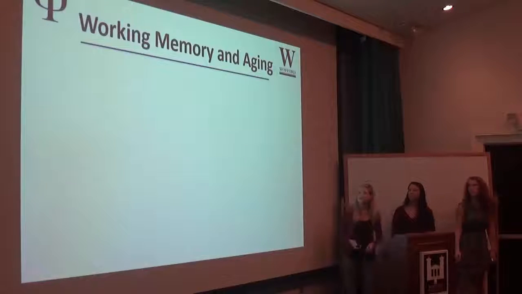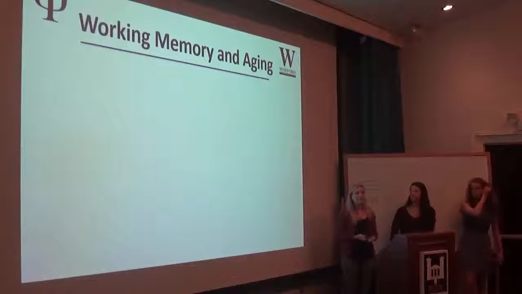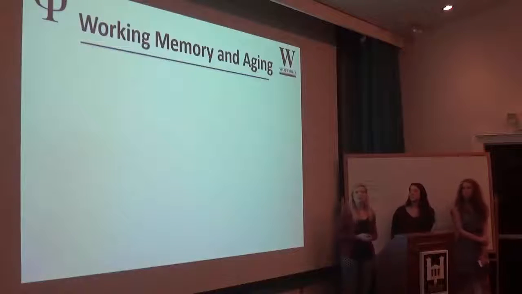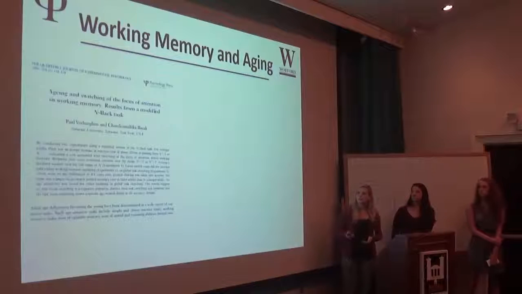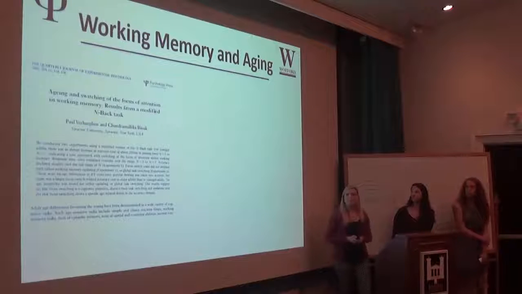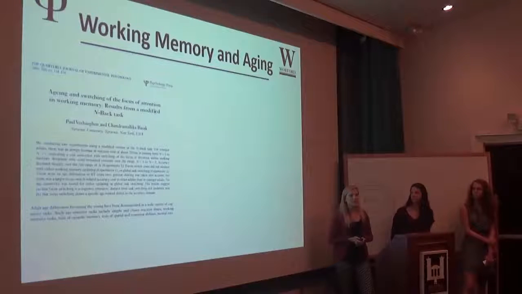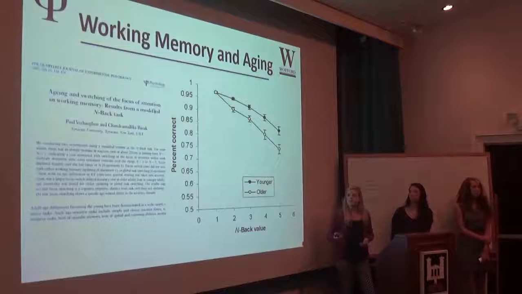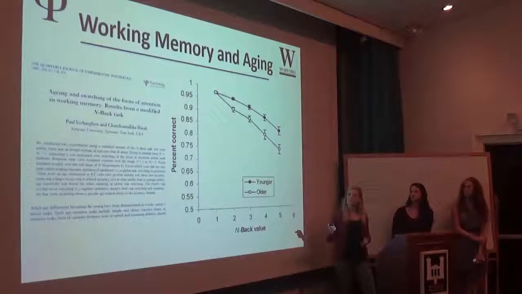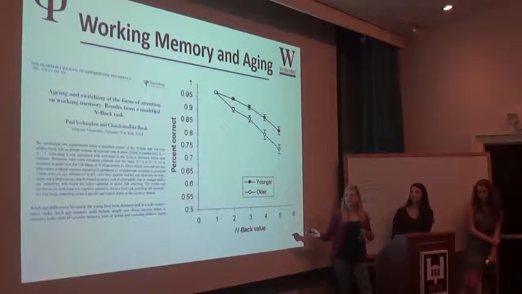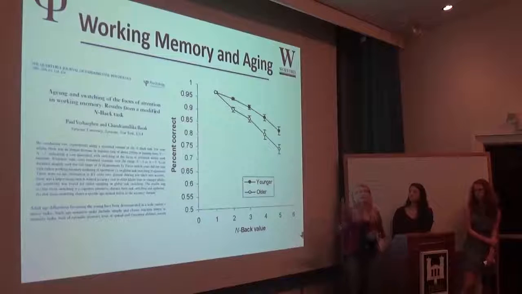Okay, so throughout the literature we can see that as people age, working memory deficits do occur. Here on the screen is a foundation article in the field of working memory and aging by Verhaeghen and Basak, 2005. And here's a graph from this paper. On your y-axis you have the percent correct, and on the x-axis you have your n-back value. Here they're comparing younger and older adults on an n-back task.